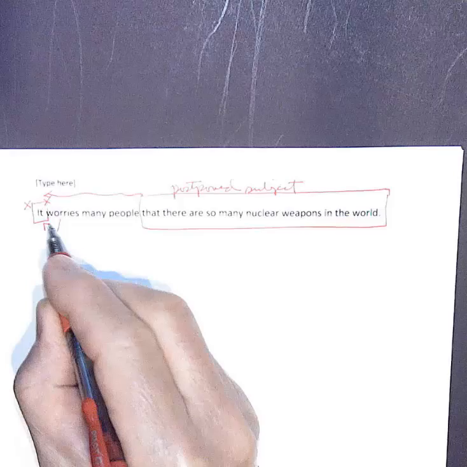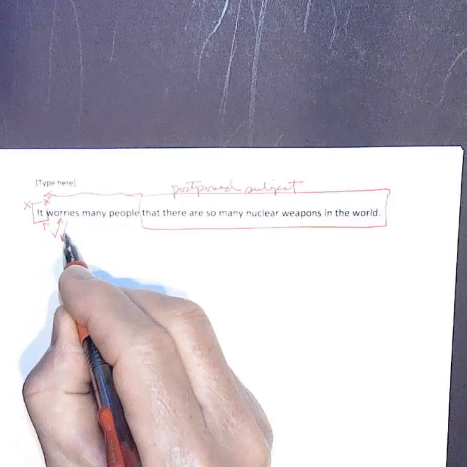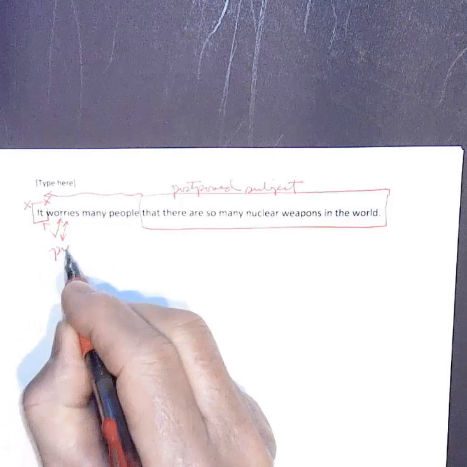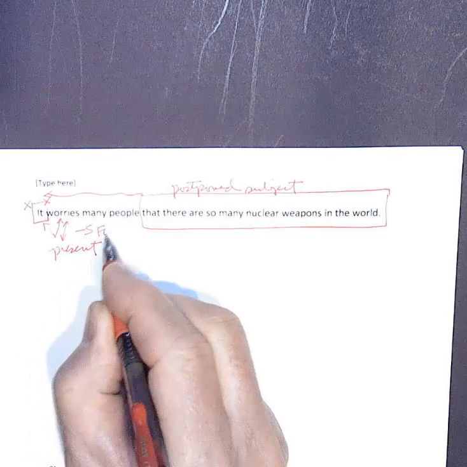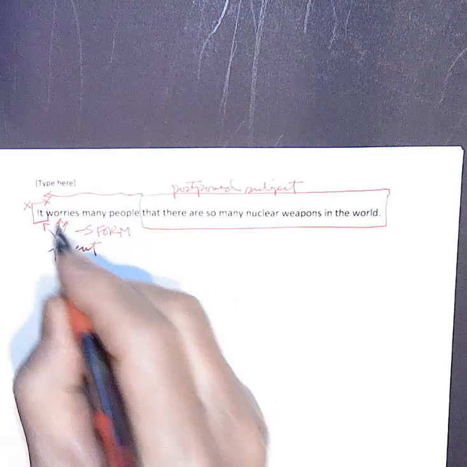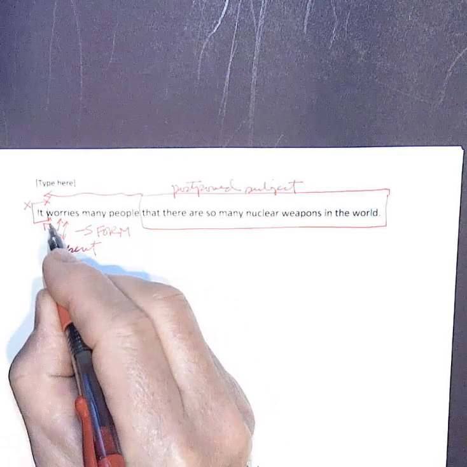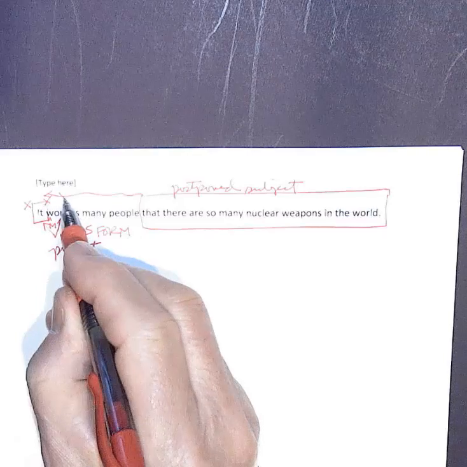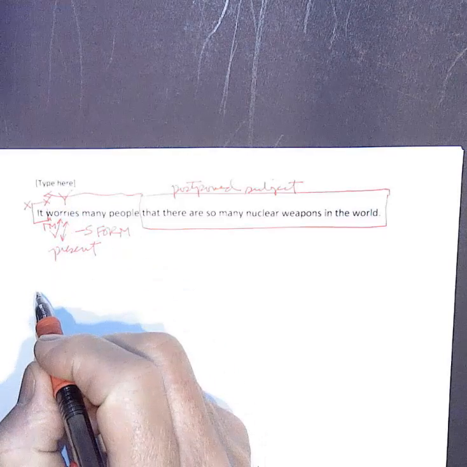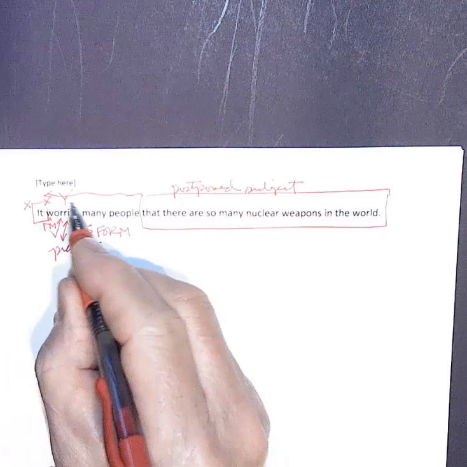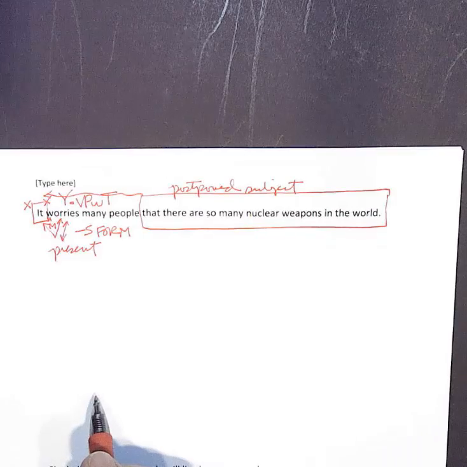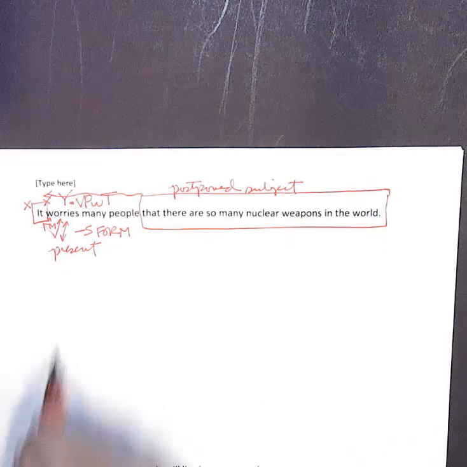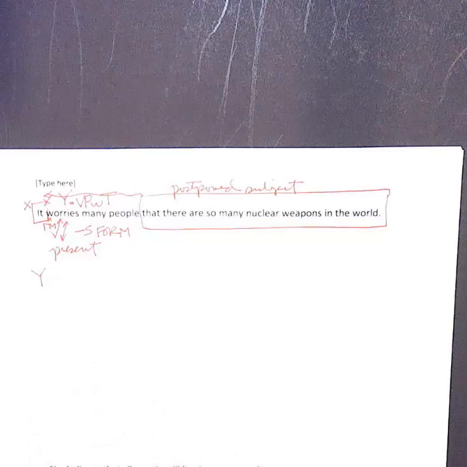Now, worries ties with it, and worries ties with the present. Worries is the S form of the verb. The M place is here, it's empty. And Y is worries many people. Y is a verb phrase with time. Now the postponed subject, let's finish this first. Let's rewrite the Y.